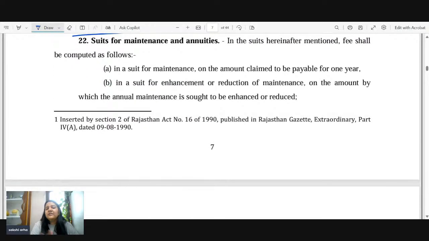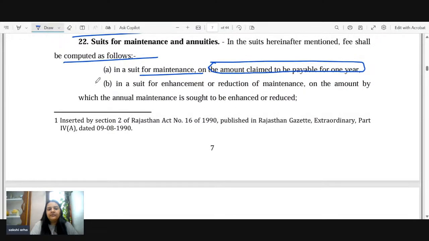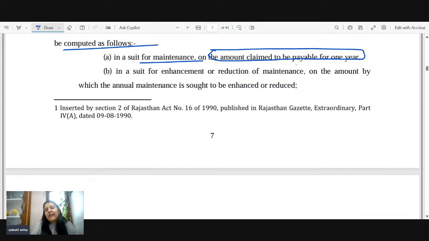मेंटेनेंस एन्युइटीज के लिए जो सूट्स है उनकी फीस क्या होगी? सो इन अ सूट ऑफ मेंटेनेंस in the suits hereinbefore, the fee shall be computed as follows. So अगर मेंटेनेंस का सूट है तो the amount claimed to be payable for 1 year, accordingly the fees will be calculated. आप एक ईयर के लिए कितना अमाउंट क्लेम कर रहे हो, ओके, उतनी फीस आपकी कैलकुलेट की जाएगी. इन अ सूट फॉर एनहांसमेंट और रिडक्शन ऑफ मेंटेनेंस, अगर आप मेंटेनेंस को एनहांस या रिड्यूस करवा रहे हो तो ऑन द अमाउंट विच एनुअल मेंटेनेंस इज सॉट टू बी एनहांस्ड और रिड्यूस, जितना आप एनुअल मेंटेनेंस सॉट और रिड्यूस कर रहे हो, उस पे आपकी फी पेबल होगी.